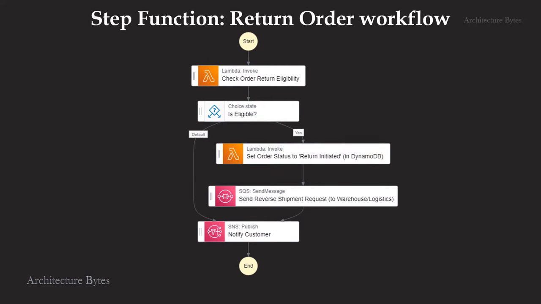Here's what a return order AWS step function looks like. As a first step, the order's return eligibility is checked. For example, an order may not be eligible for return after a certain number of days post-delivery.